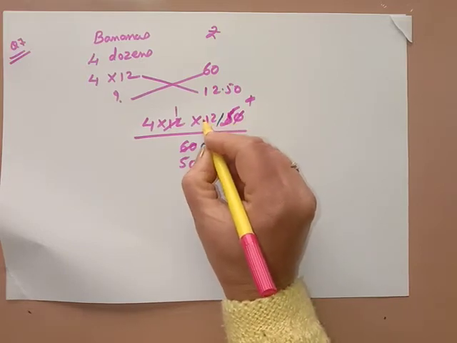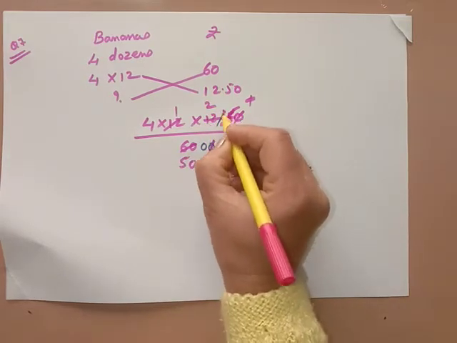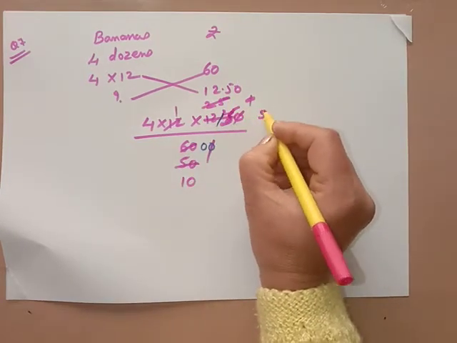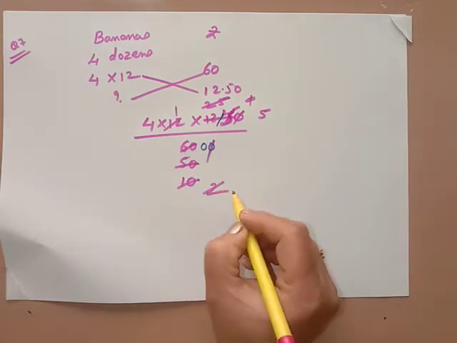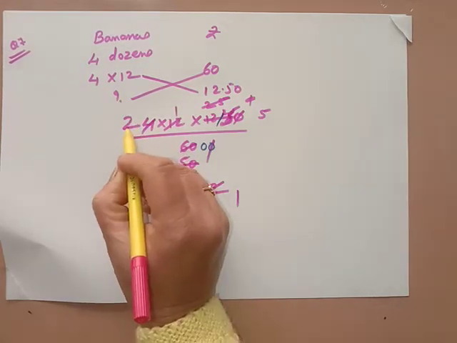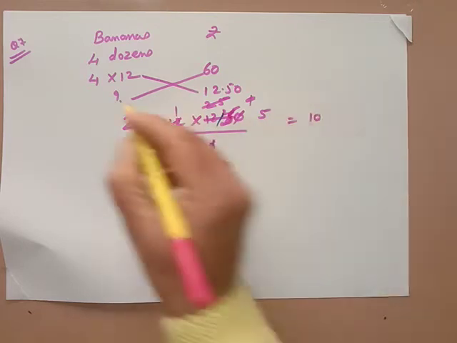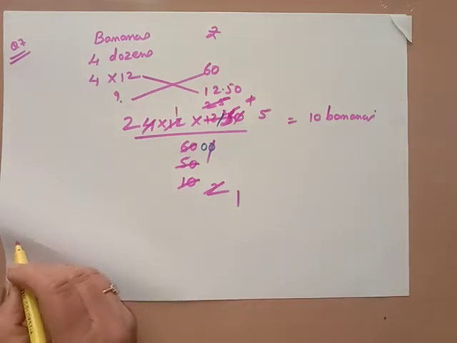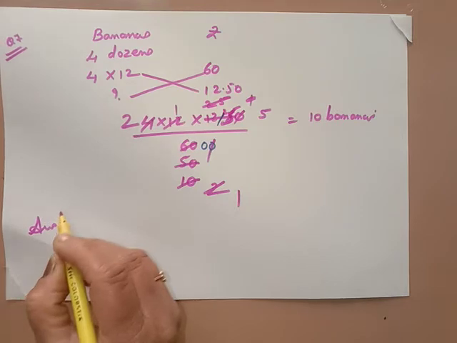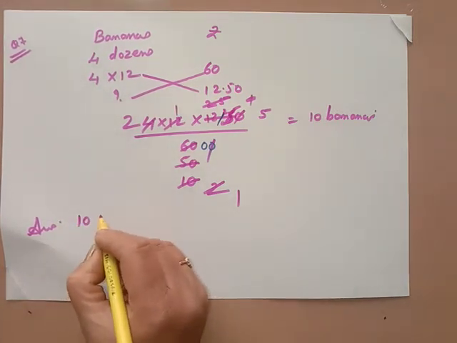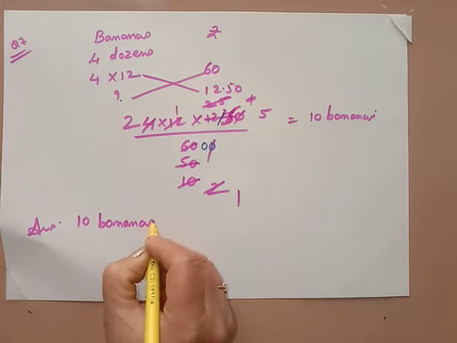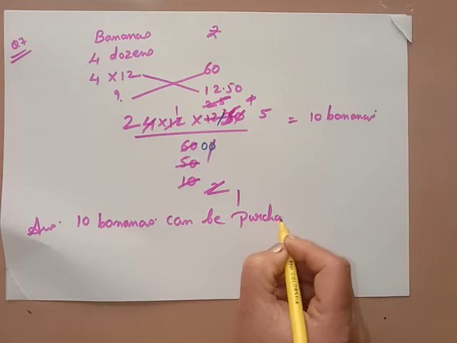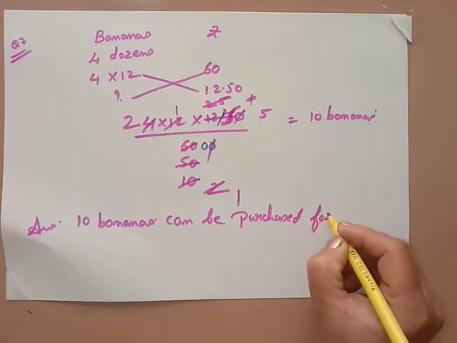So I will take the table of 5. 5 2s are 10. So 2 5s are 10 bananas. Okay, we can write the statement also. They told we can, the 10 bananas can be purchased for rupees 12.50.